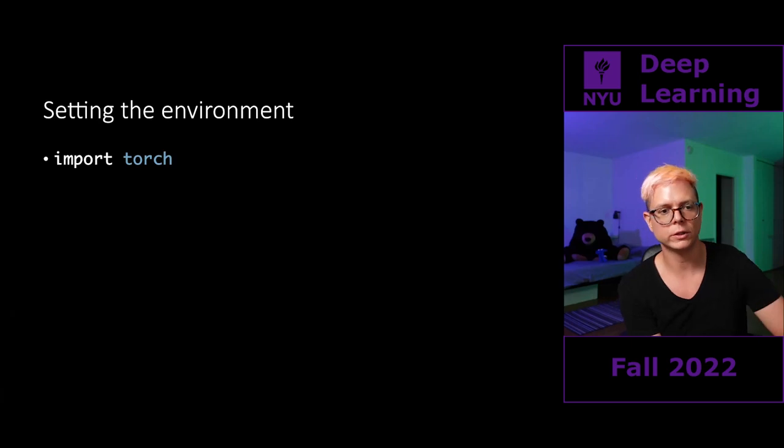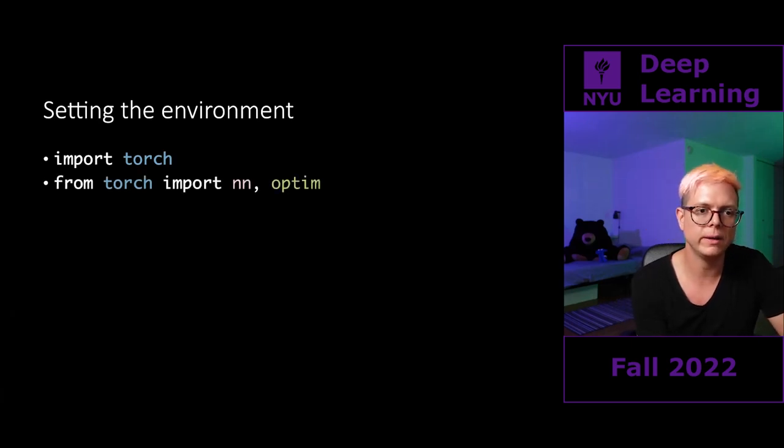We start with importing Torch. And then we're going to be importing from Torch, nn, the neural network package, and the optim package. The neural network package is going to give us a very convenient way to generate all these different modules. And optim is where we just pick our standard Adam or stochastic gradient descent optimizer.